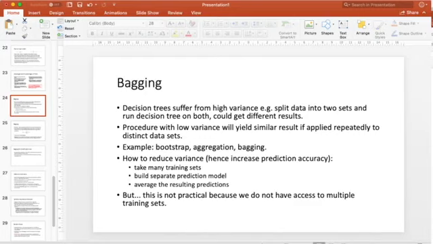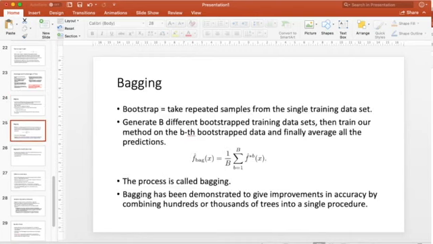What we can do is we can take many training data sets, and from these many training data sets, we can build a separate prediction model each, and then we average the resulting predictions. But this is not practical because usually we do not have access to multiple training data sets. So what we can do is we bootstrap. We take repeated samples from the single training data set. So from one training data set, we take repeated samples again and again, and this process is called bootstrapping.